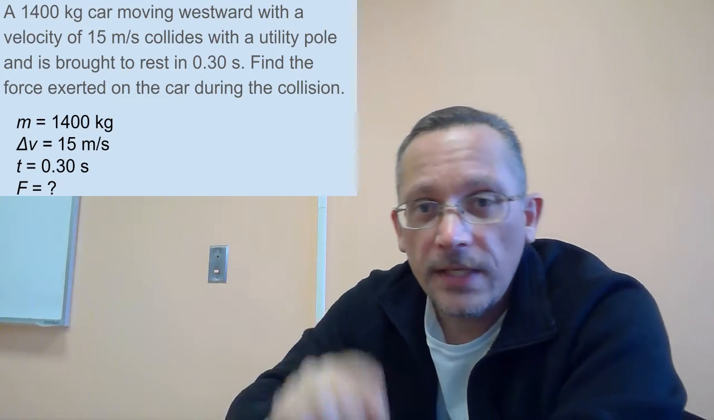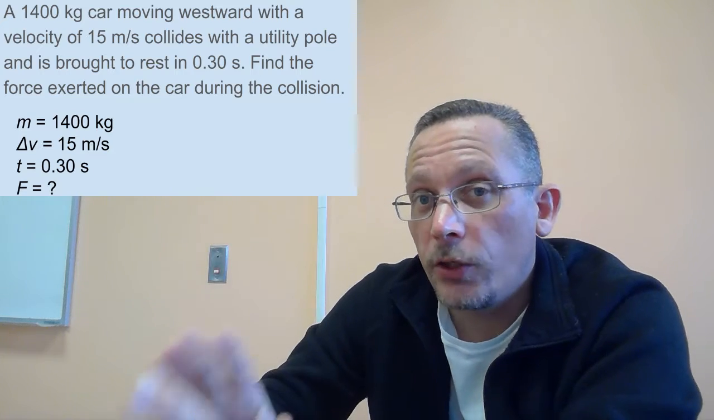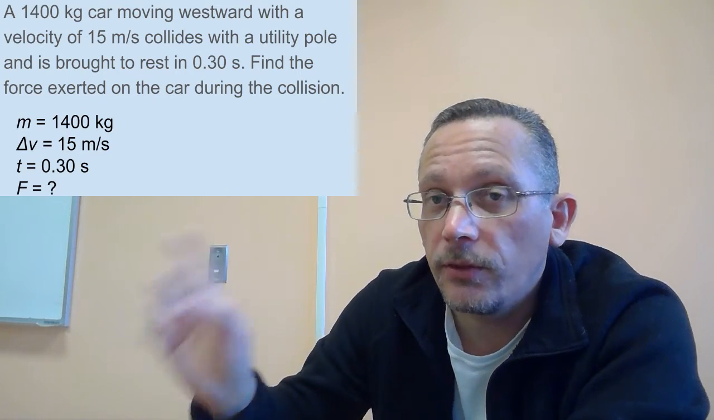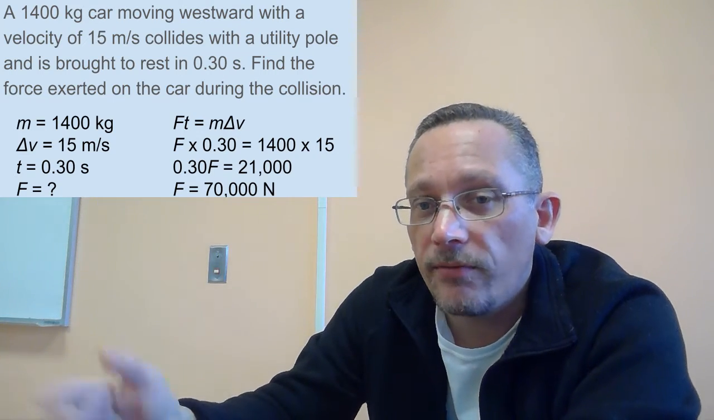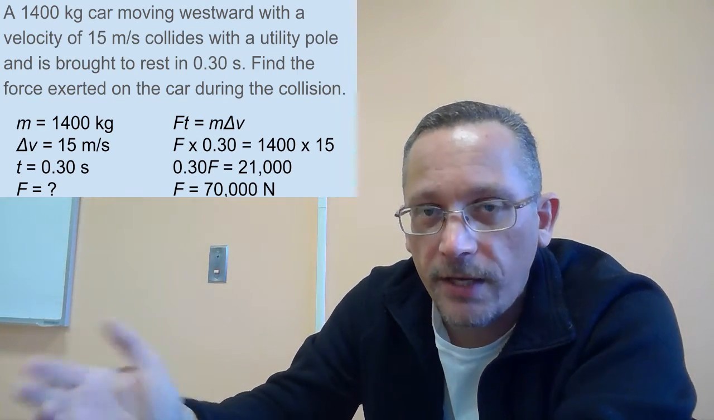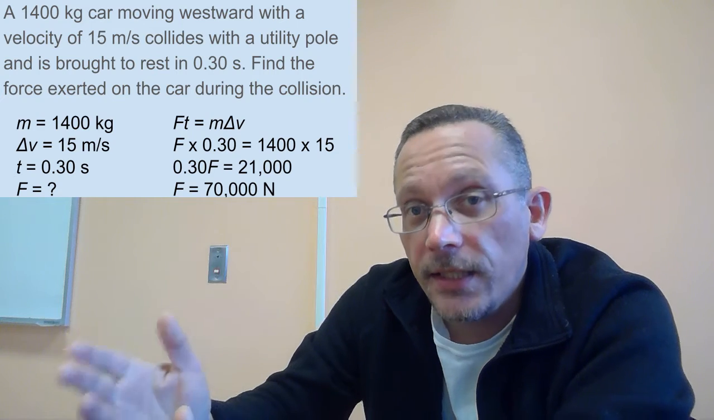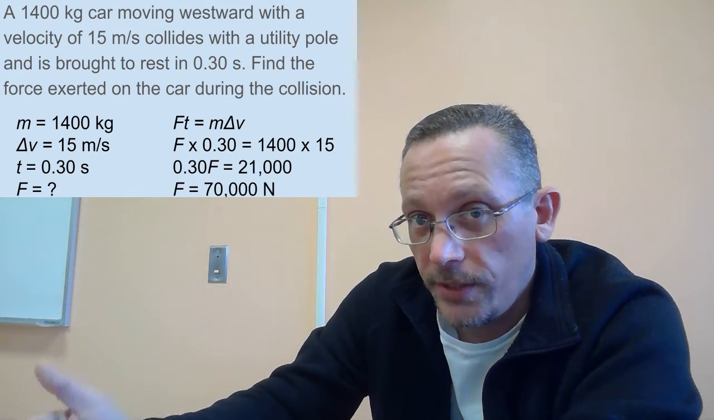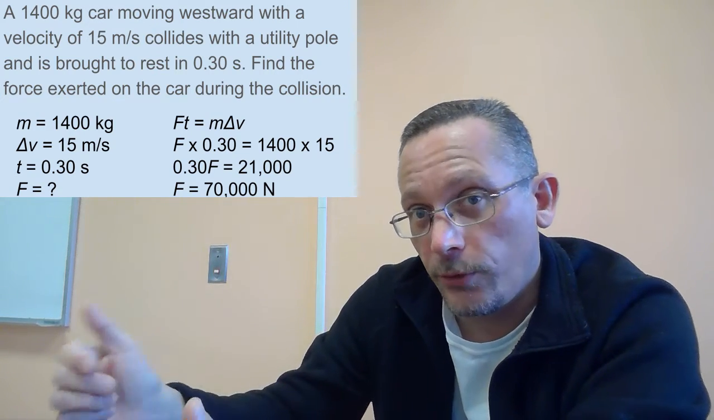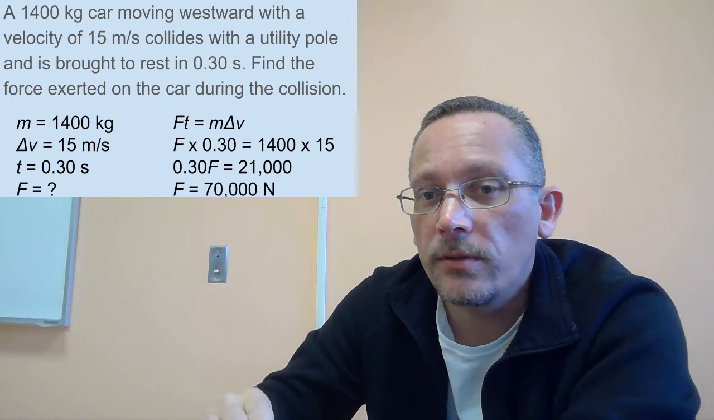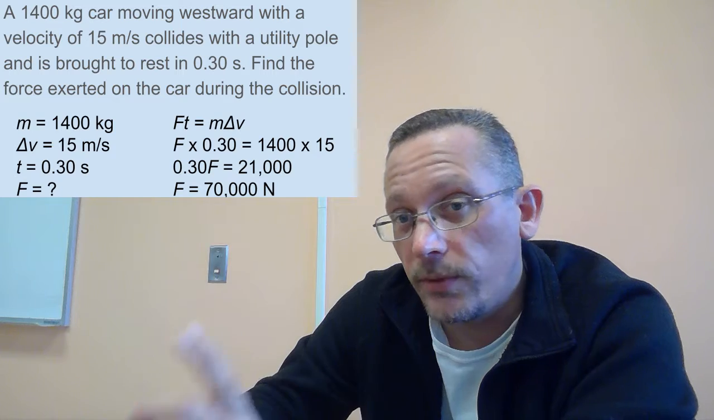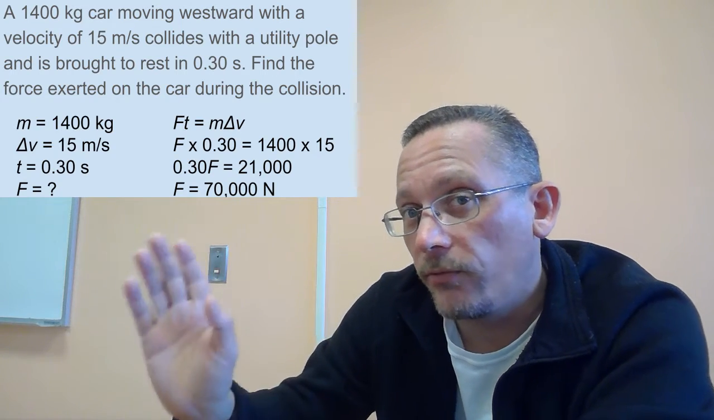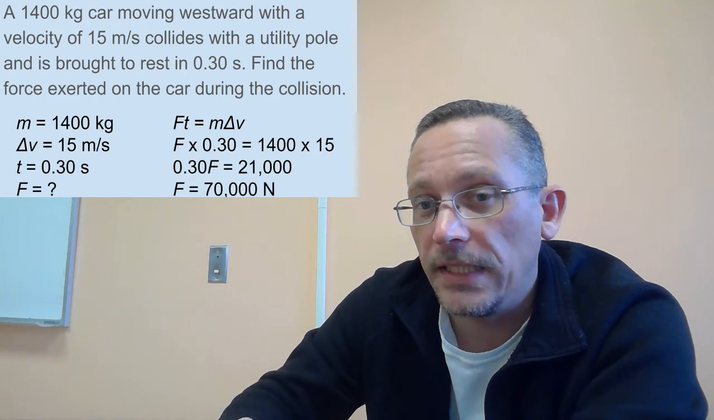Okay, so now that I know what everything is, I'm going to apply the equation we just learned, Ft equals m delta v, and I'm going to put the numbers into that. So F is what we don't know. I'm going to leave F there. And t, time, was 0.30, so F times 0.30 equals, m was 1,400, and delta v was 15. So on the other side here, we've got 1,400 times 15.